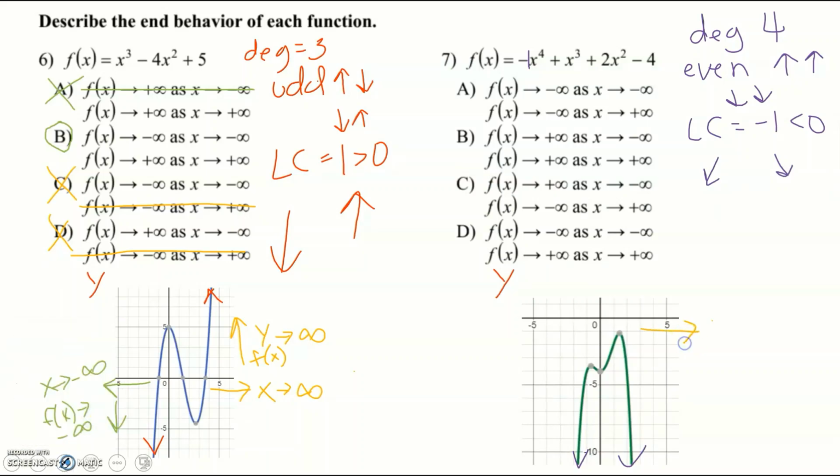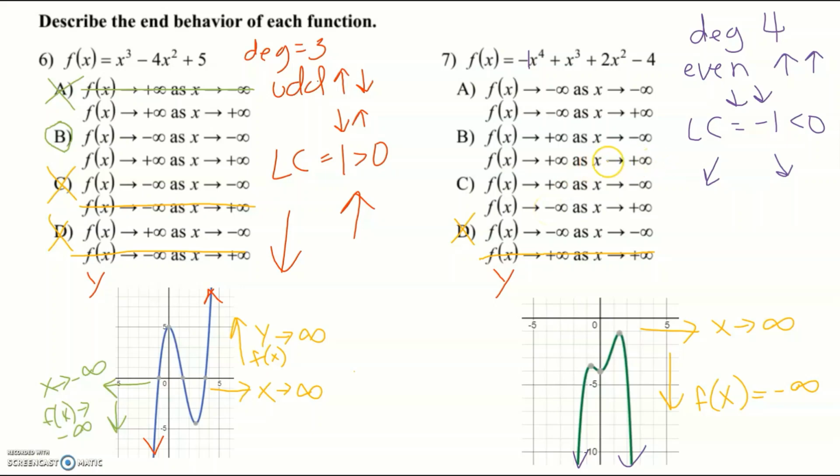As we go to the right, as x approaches really big numbers like positive infinity, our graph is going down. So y, or f of x, is going to negative infinity. As x goes to infinity, we want f of x to go to negative infinity. Well, that doesn't work. So D is wrong. As x goes to infinity, f of x is going to negative infinity, C is okay.